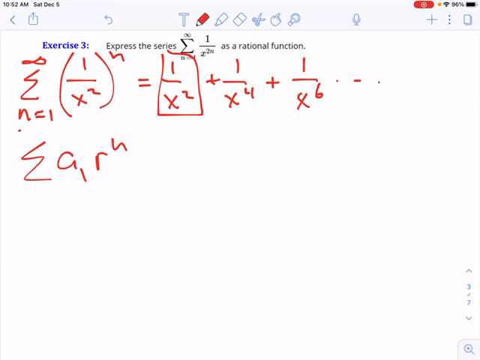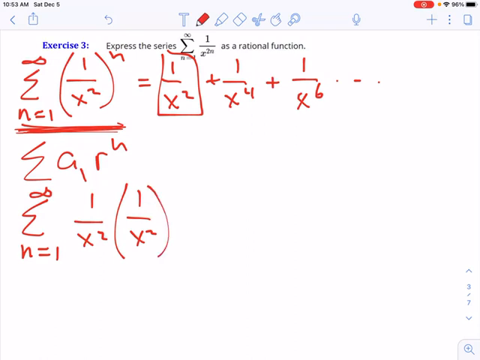So currently, it is not written in that form. It's written as though a sub 1 was 1. Now, the reason for this is we are starting at n equals 1. If we were starting at n equals 0, then this form right here would be correct. But because n is starting at 1, we need to rewrite this as the summation from n equals 1 to infinity of 1 over x squared times 1 over x squared to the n minus 1. So essentially, we factored out a 1 over x squared and then adjusted the power of r.